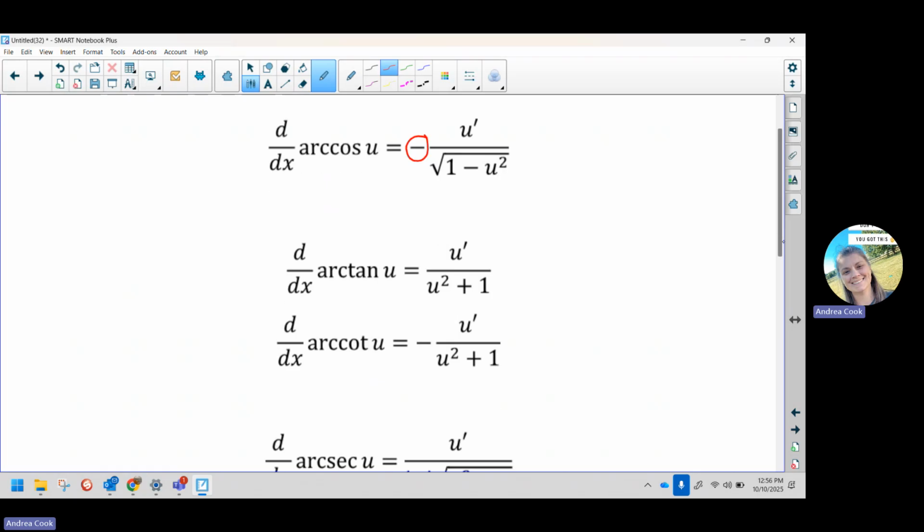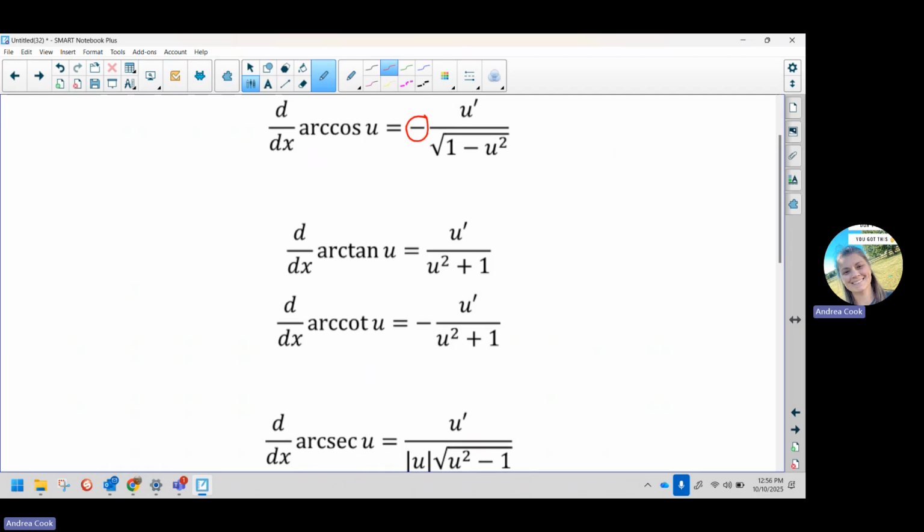Arc tangent and arc cotangent are both u prime over u squared plus 1. But again, arc cotangent is negative. So again, the ones that start with C are negative.